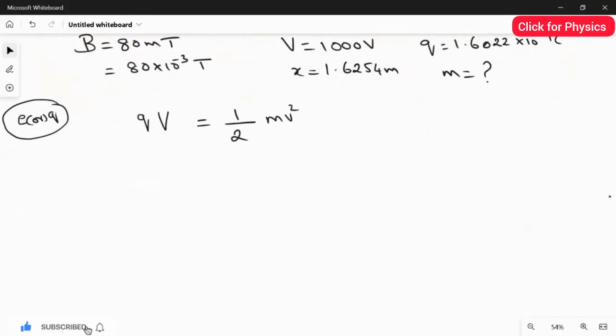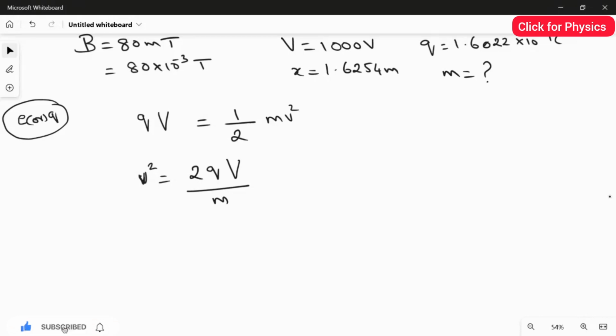So what is the speed? You have to rearrange this equation. So v squared is equal to 2qV divided by the mass of the ion. Don't get confused about the small v and the capital V, because small v is speed and the capital V is the potential. We will apply the values later, because we are going to find the value of the mass.